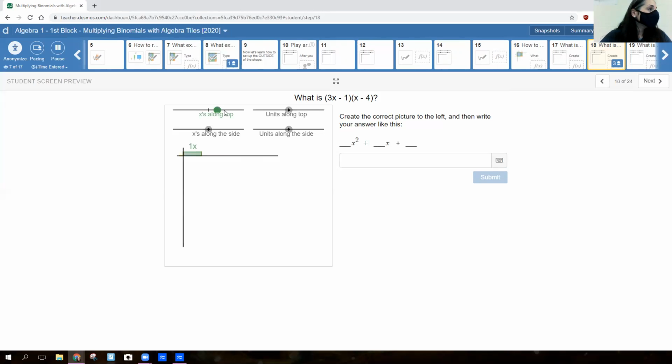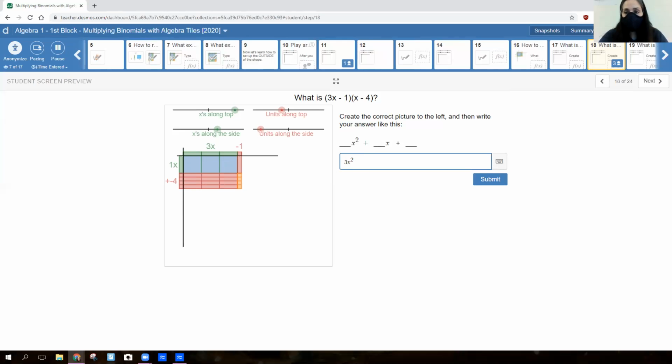So let's see. 1, 2, 3. Oh, there's the negatives we were wondering about. Negative 1 and then x minus 4. So x, 1, 2, 3, 1, 2, 3, 4. All right, check that out. So I don't have long green rectangles anymore. That means that I have negative x's. When they're red like that, they're negative. So looks like the answer is 3x squared, which I saw as your responses.